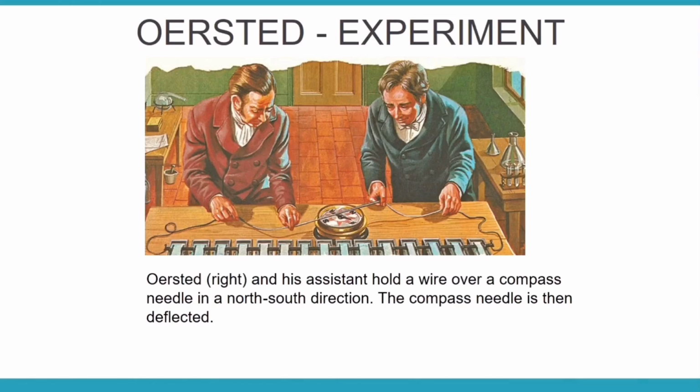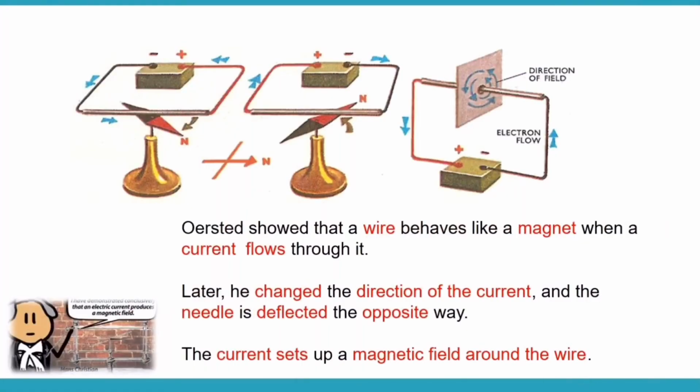The experiment done by Ørsted is shown here. Have a look at that, children. You can see Ørsted and his assistant hold a wire over a compass needle in a north-south direction. The compass needle is then deflected. And here comes the circuit they were actually using. Ørsted showed that the wire behaves like a magnet when current flows through it.